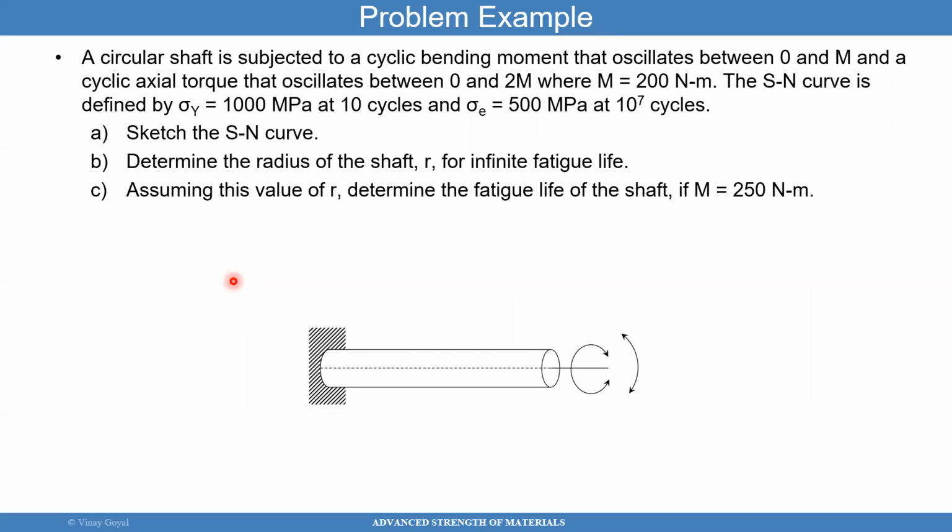Okay. And so they want us to then sketch the SN curve. They want us to determine the radius of this shaft for infinite fatigue life. And then given this value of R, determine the life of the shaft if the moment of 200 is increased to 250. So let's tackle this problem. Very interesting problem. I think very practical.